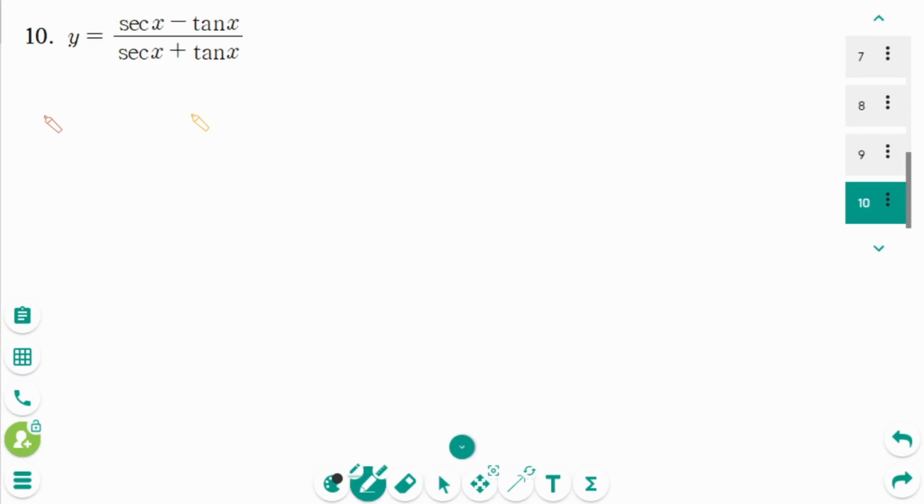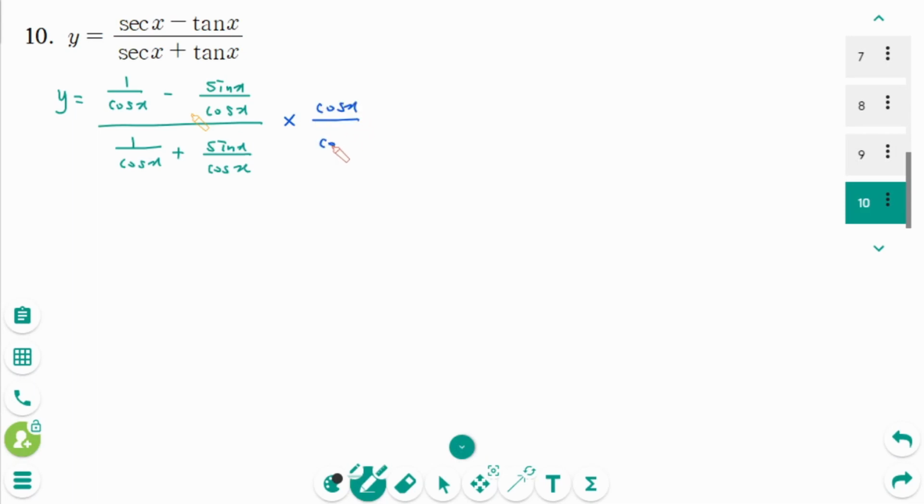Number 10, we can rewrite as y equals 1 over cosine x minus sine x over cosine x, over 1 over cosine x plus sine x over cosine x. Then times cosine x over cosine x. Then expand the first one. 1 minus sine x over 1 plus sine x.